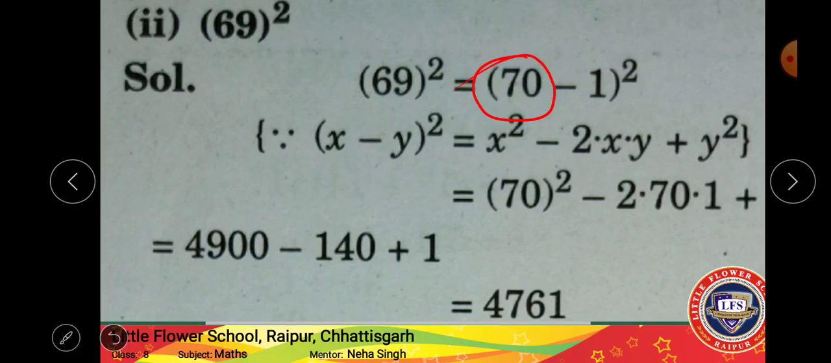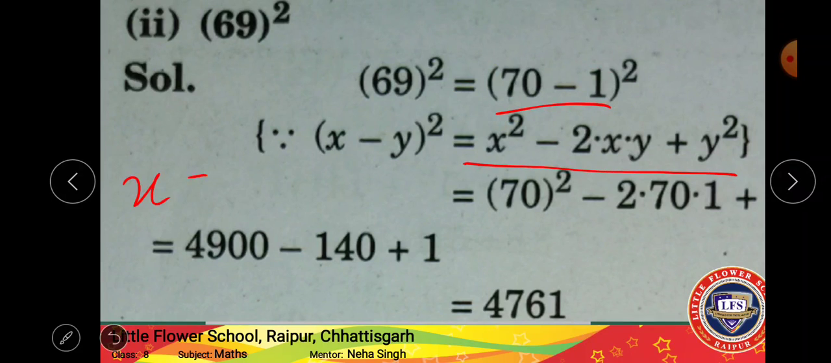So I will solve like this. Okay, so 69 square is 70 minus 1 square. Now here we are using the formula for subtraction, that is (a minus b) whole square, which is a square minus 2ab, or x square minus 2xy plus y square, right?